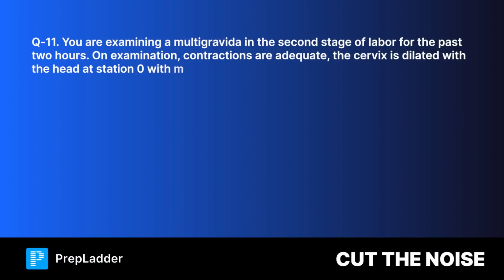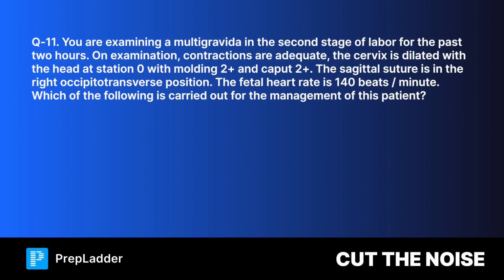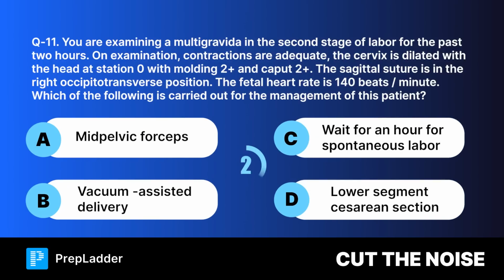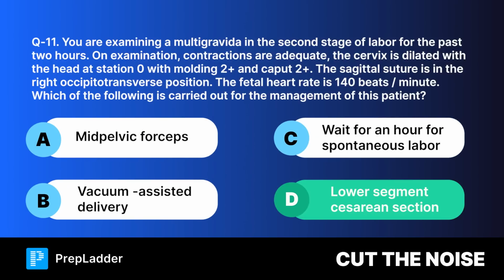Question 11. You are examining a multigravida in the second stage of labor for the past 2 hours. On examination, contractions are adequate. The cervix is dilated with the head at station 0 with molding 2+ and caput 2+. The sagittal suture is in the right occipitotransverse position. The fetal heart rate is 140 beats per minute. Which of the following is carried out for the management of this patient? The correct answer is lower segment caesarean section.